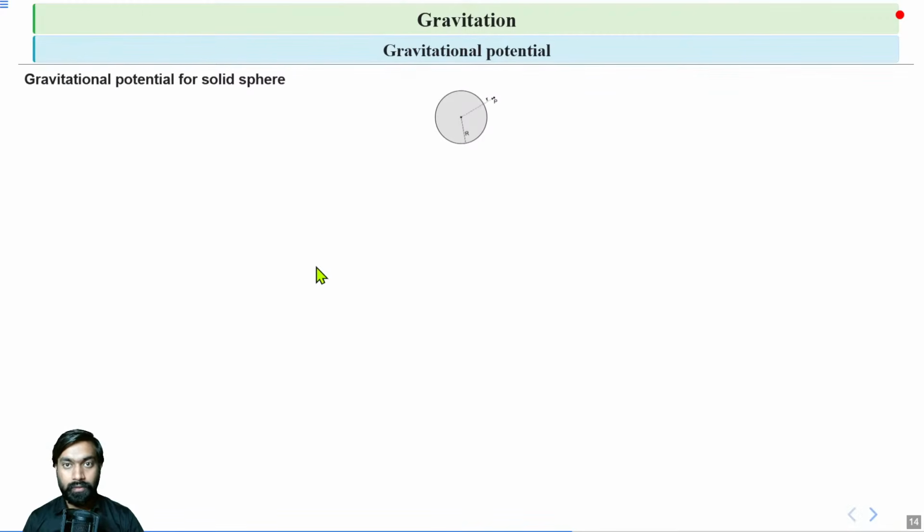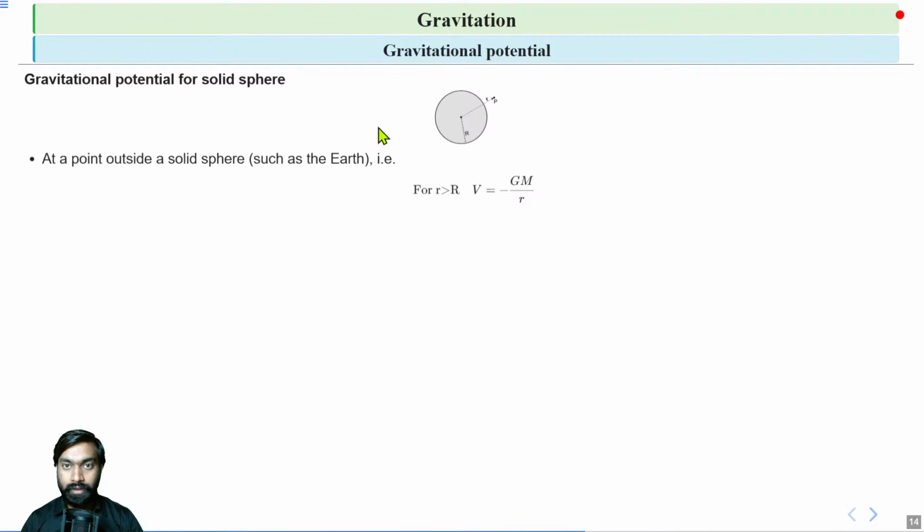Now we will look at the gravitational potential due to a solid sphere at different points inside, outside and on the sphere. So listen carefully. Inside means the point P lies inside the sphere, like here. If we talk about the center, point P lies here. And outside, the point will be here. So we have three cases: inside, outside and on the solid sphere.